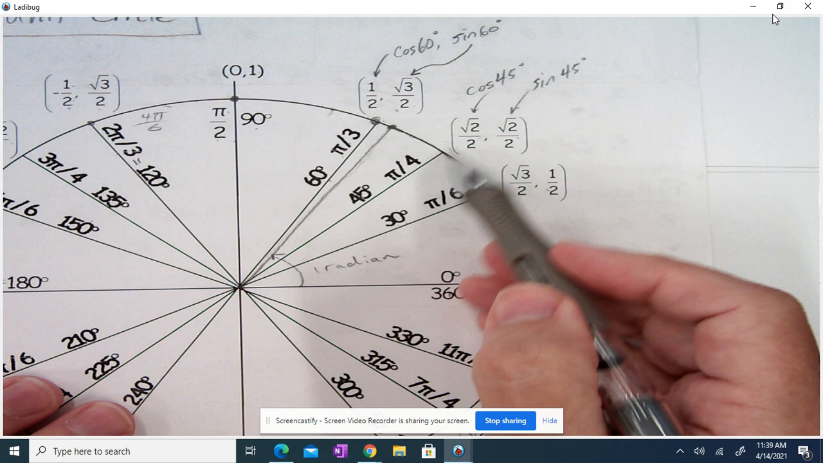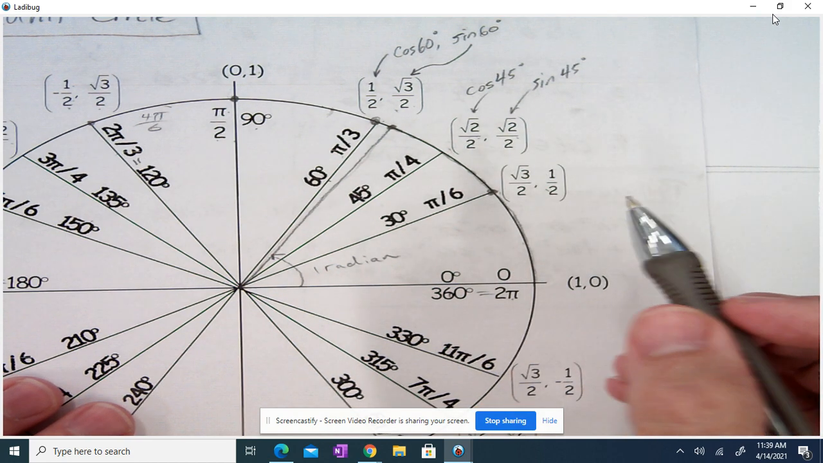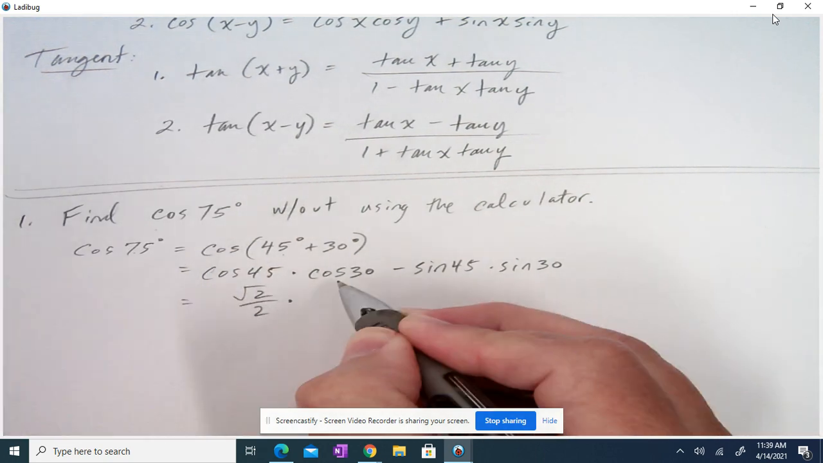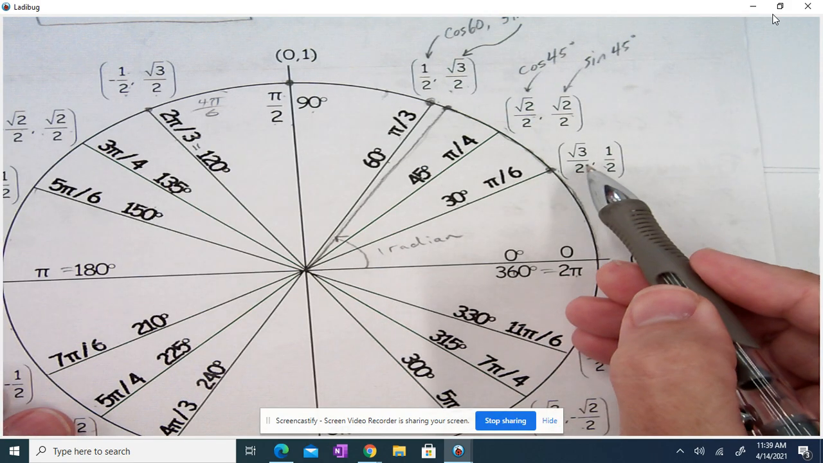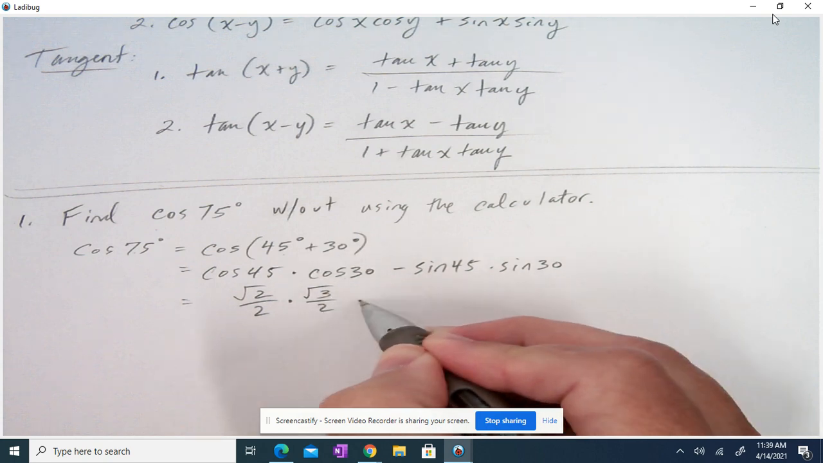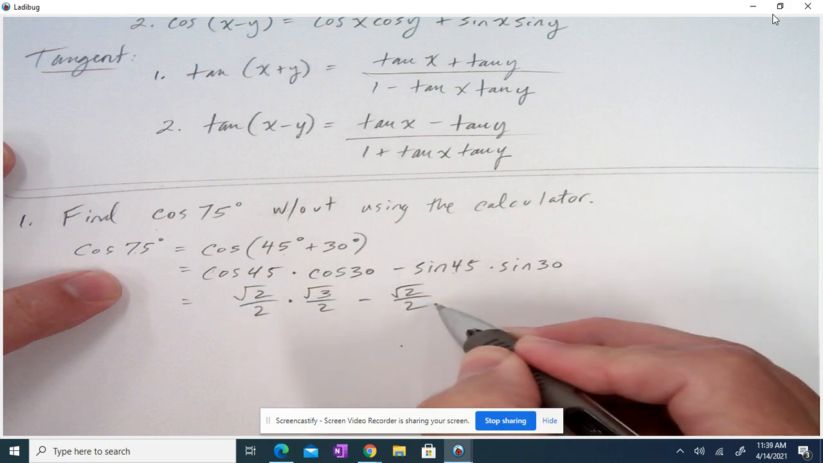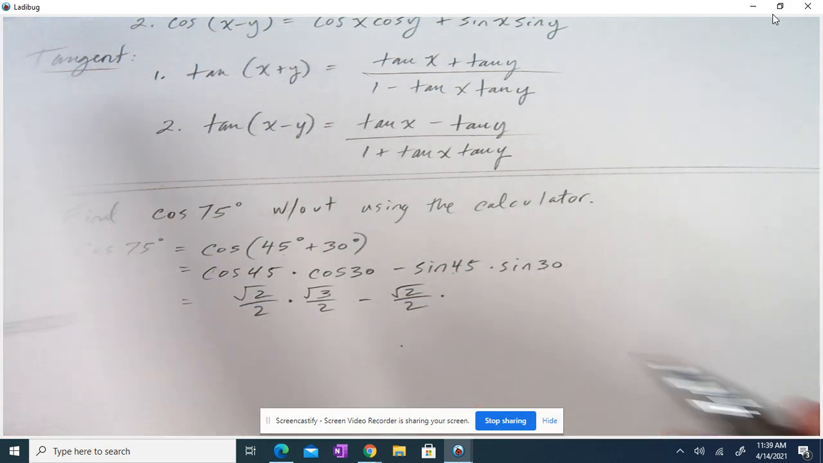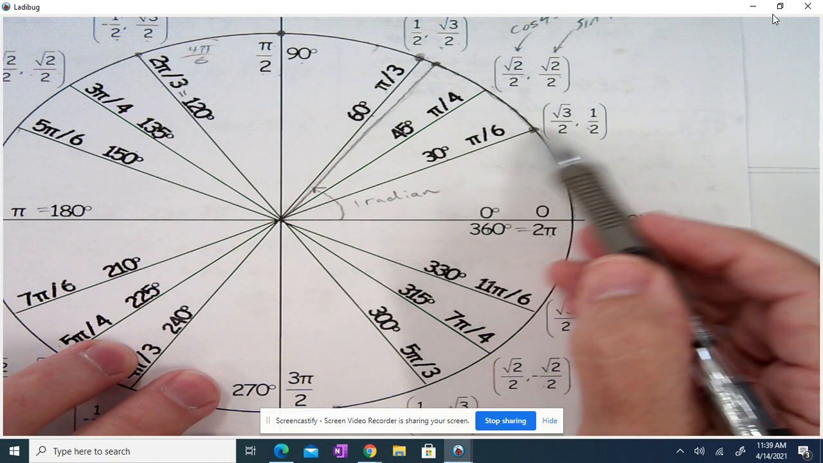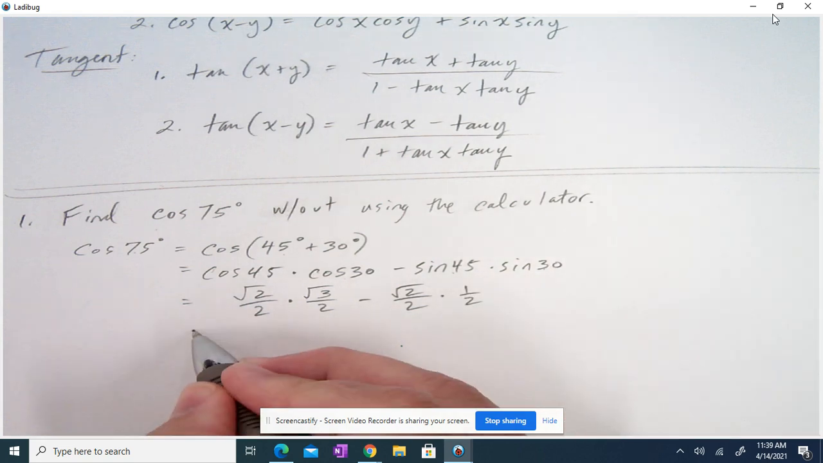Now the cosine of 45 is square root of 2 over 2, and the sine of 45 is also square root of 2 over 2. So this would be the square root of 2 over 2 times the cosine of 30. Cosine of 30 is square root of 3 over 2, minus the sine of 45, which is square root of 2 over 2, times the sine of 30, which is a half. That's the y value. And now it's just a matter of simplifying it.